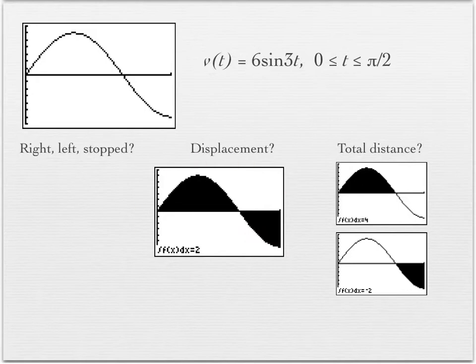The total distance, if I do this on my calculator, I had to split this up into 2 parts. This is 4 from 0 to pi over 3. This is negative 2 from pi over 3 to pi over 2, but when we talk about total distance, we're talking about absolute value, and so the total distance would be 4 plus 2, which would be 6. That's the total distance that that particle had traveled.